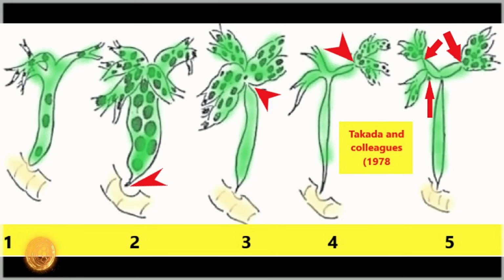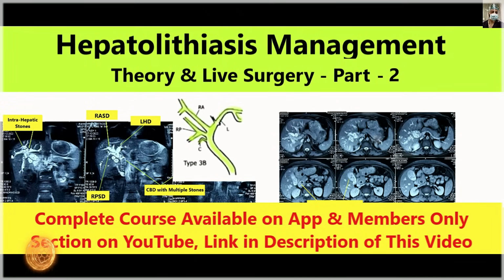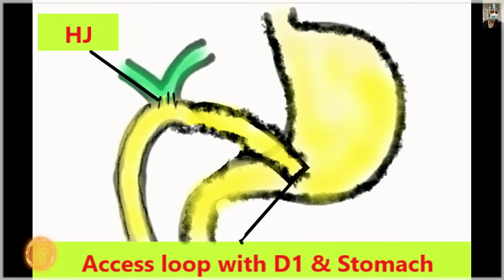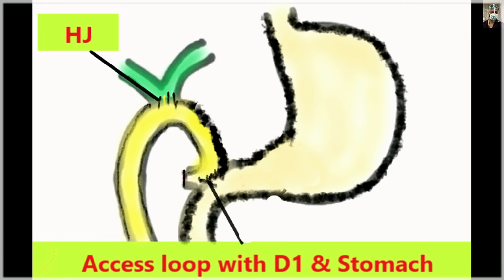This is going to be only theoretical discussion, and in the next video we will be showing the hepatolithiasis surgery, that will be excision of the extrahepatic bile duct and creation of the hepaticojejunostomy with access loop, that will be with the stomach in our case. And we will discuss theoretically what are the different types of access loop for the benefit of the students.